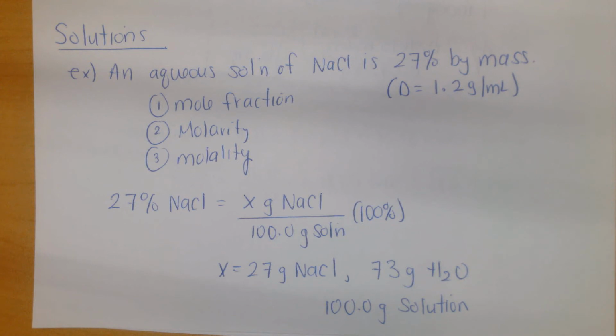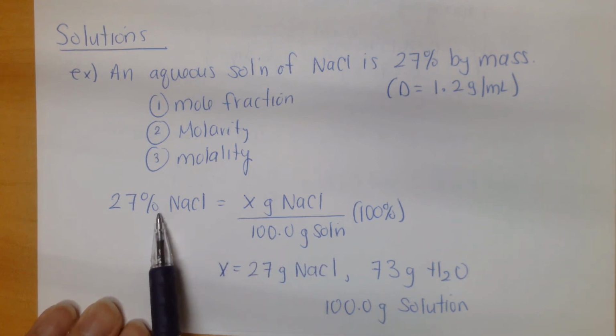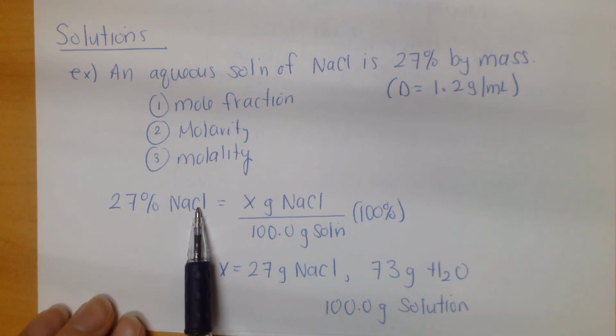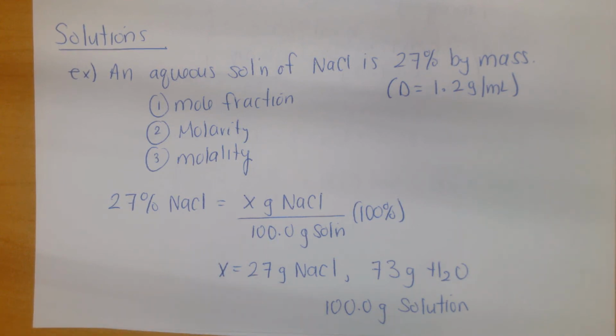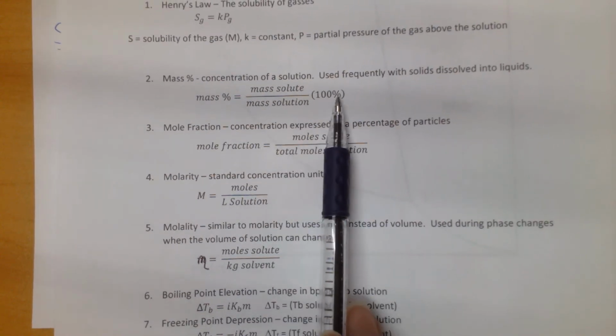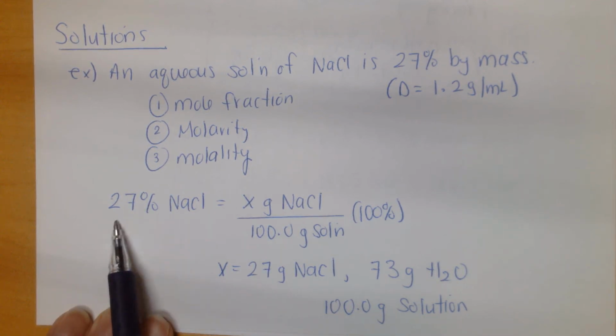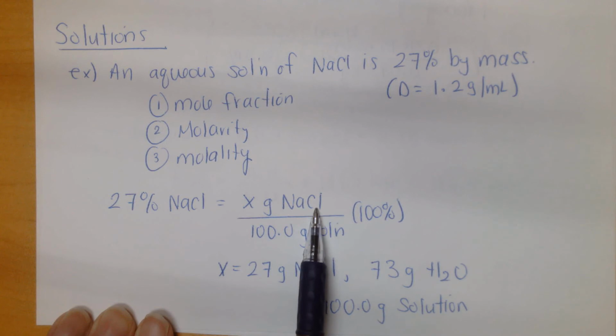So we're going to use the fun trick that we used previously when we were looking at empirical formulas. When we have something by mass, we assume that we have 100 grams. So if we use our percent by mass formula, mass of solute over mass of solution times 100%, my 27% given in the problem equals X grams of salt over, again, we're going to assume 100 grams of solution times 100%.